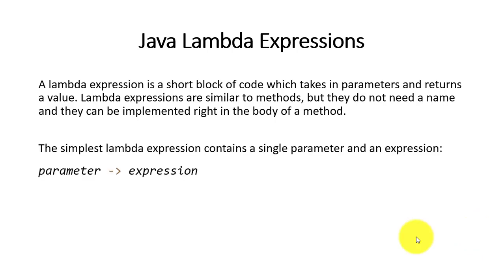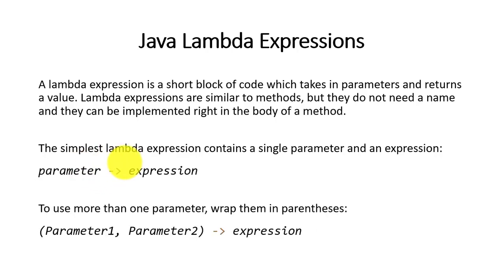The simplest Lambda expression contains a single parameter and an expression. Here is the syntax for a simple Lambda expression. It takes one parameter and returns a value. To use more than one parameter, wrap them in parentheses. If we want to pass multiple parameters to a Lambda, we use the parentheses and we separate each parameter by a comma, and Lambda works on these operands in these parameters and returns a value to us.